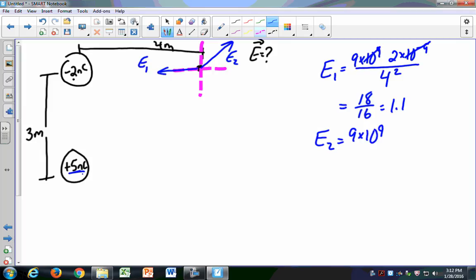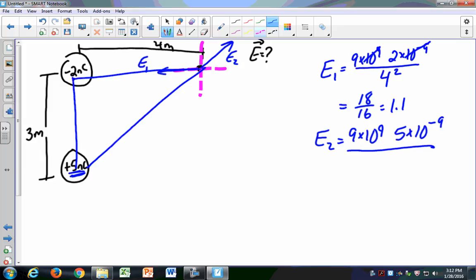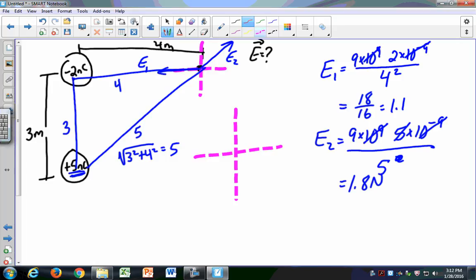And then E2 is 9 times 10 to the 9th. Q is this charge, 5 times 10 to the minus 9, divided by this distance right here. And recognize my right triangle. It's a 3, 4, 5 triangle. But if you don't remember that, or if there's some funky numbers, you say the square root of 3 squared plus 4 squared. That's equal to 5 from the Pythagorean theorem. Okay, so that's divided by 5 squared. I can cancel some things here, and I get 9/5, which is what? I think 1.8 newtons. So those are the magnitudes of my vectors. E1 is 1.1 newtons, and E2 is 1.8 newtons.